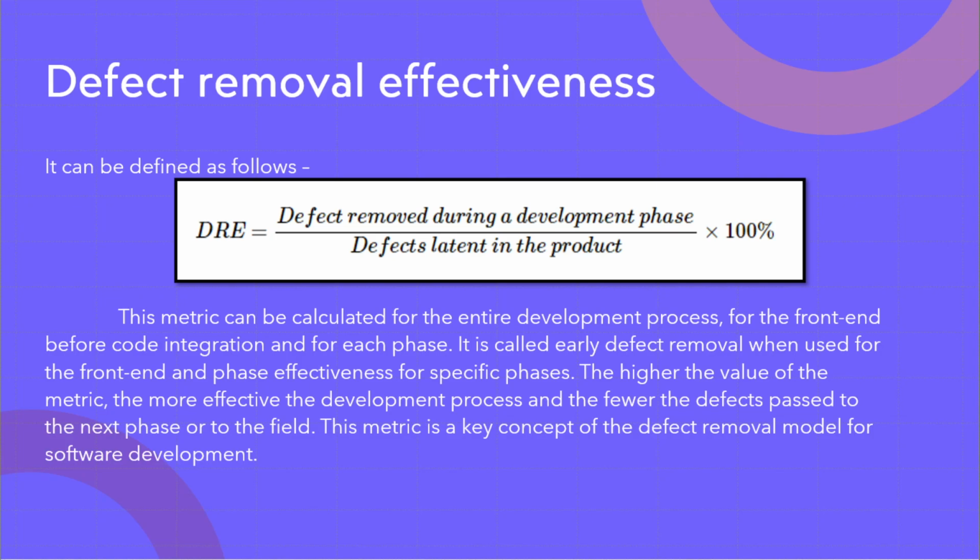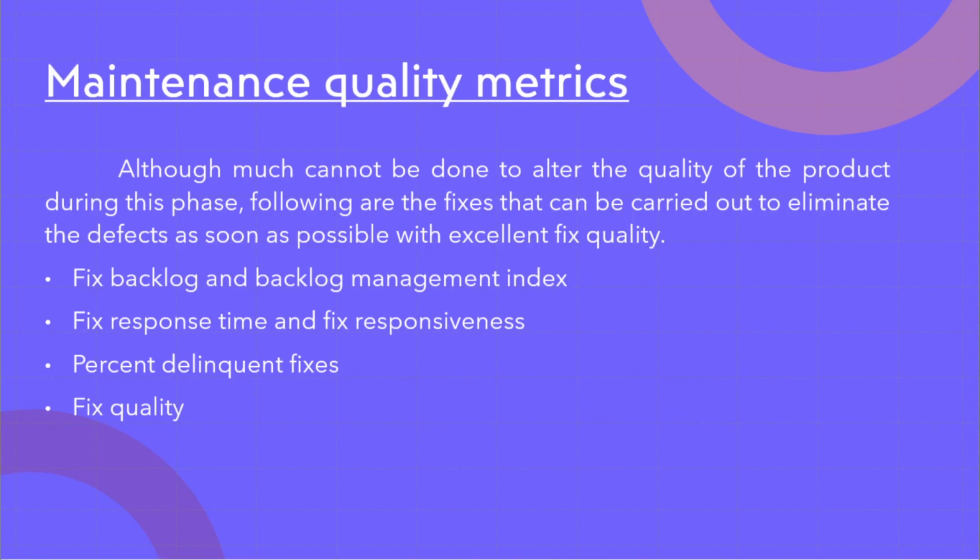The higher the value of the metric, the more effective the development process and the fewer the defects pass to the next phase or to the field. This metric is a key concept of the defect removal model for software development.